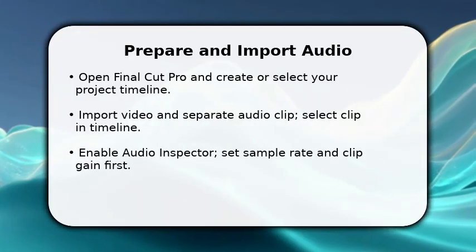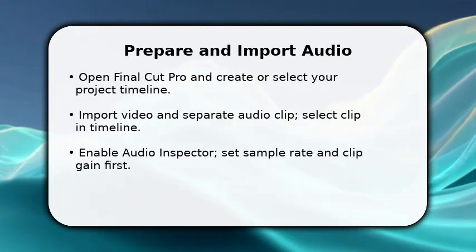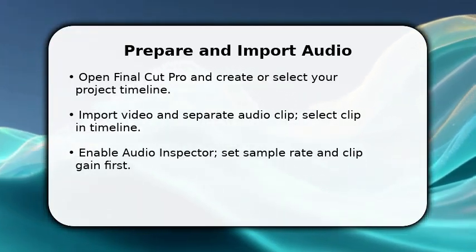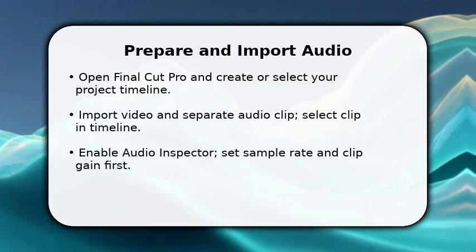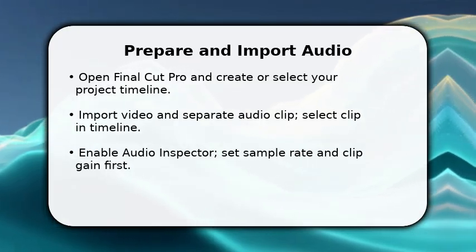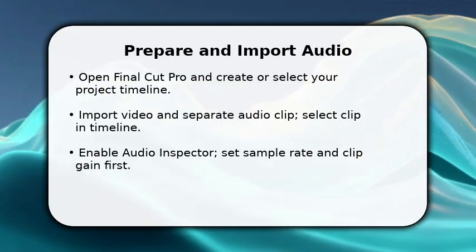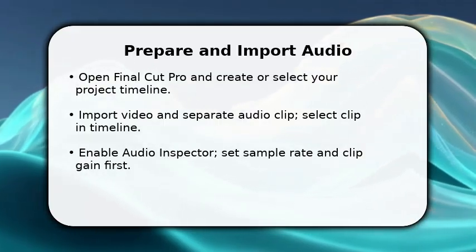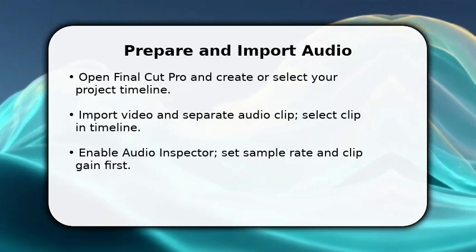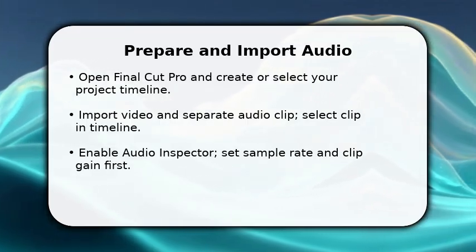You're starting in Final Cut Pro with clips imported. Immediately select the audio clip in the timeline. Once selected, open the audio inspector so you can change pitch and formants. First, adjust clip gain to normalize levels. Don't skip this because extreme pitch shifts will amplify noise.